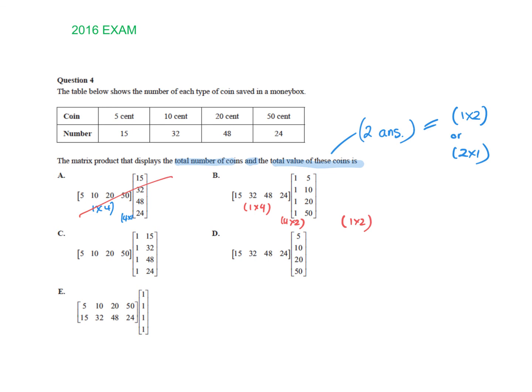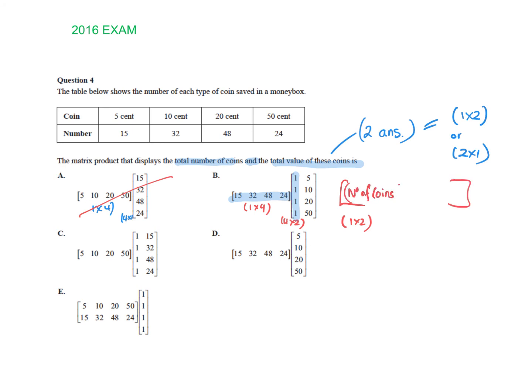So let's have a look at what it does when you quickly look manually. I take these numbers, which are the number of coins, and I would go this row with this column. So what does that do? That adds up all the number of coins, doesn't it? So in this 1 by 2, this would be the number of coins.